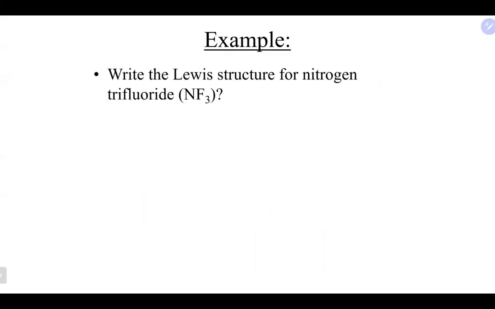So let's do one together to see how we've put all those rules together. The first thing I'm going to do here with NF3 is write it up here so we can go a little bit higher. There we go. Now I'm going to count up the total number of valence electrons. Nitrogen is group 5, which means it has 5 valence electrons. There are 3 fluorines. Each fluorine is group 7, which means they have 7 valence electrons. That is 21 plus 5, a grand total of 26 valence electrons in this case.